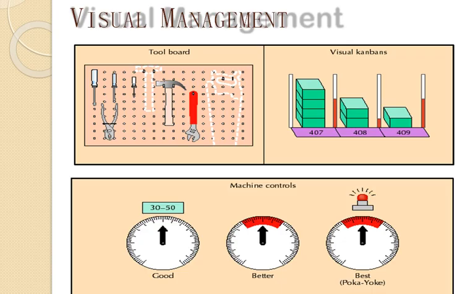So in the visual management here, you can see where the tools are placed. You can easily identify what tools are there. So the Kanban system does that: what material, where it is available, how much is available. Further, in machine control, you can see the display range between 30 to 50, it is good. Where an indicator is there, it is better. Further, an alarm means that is best.